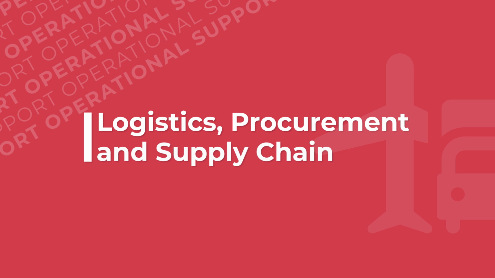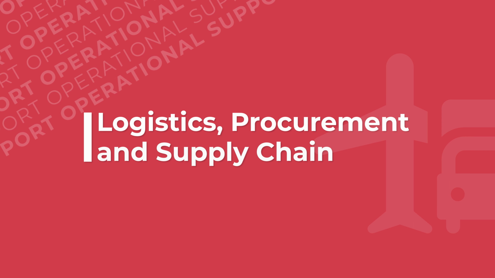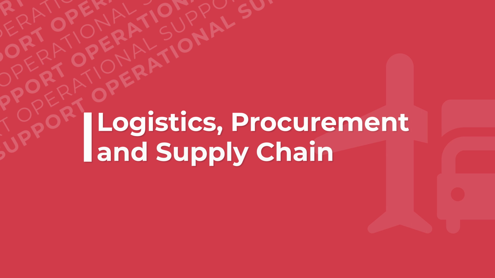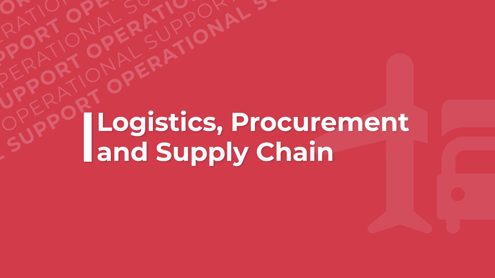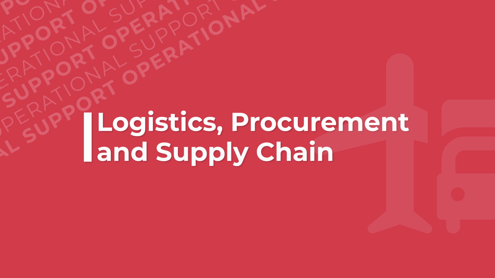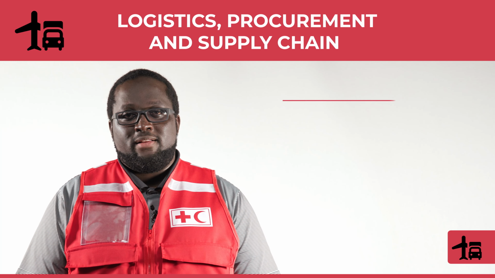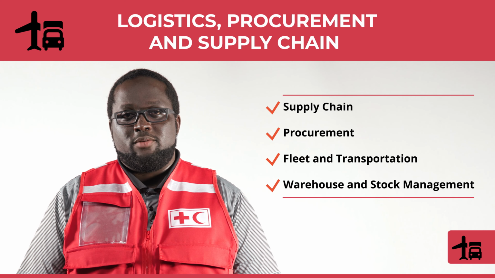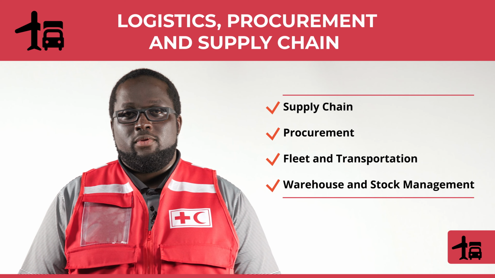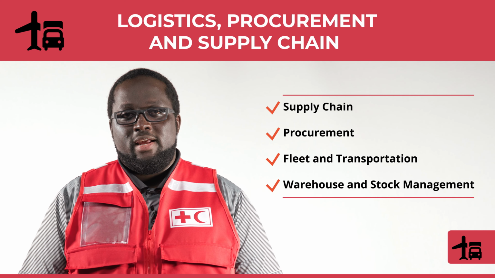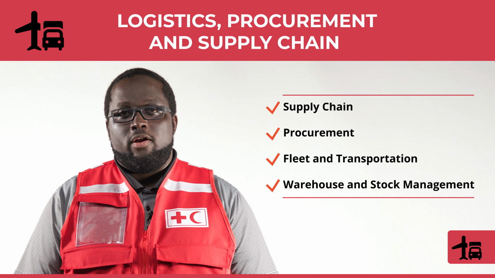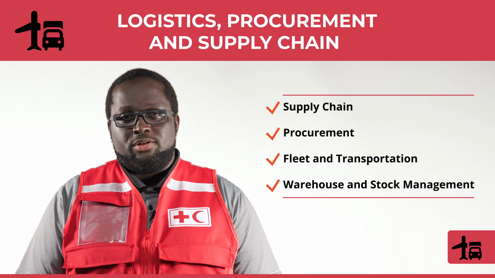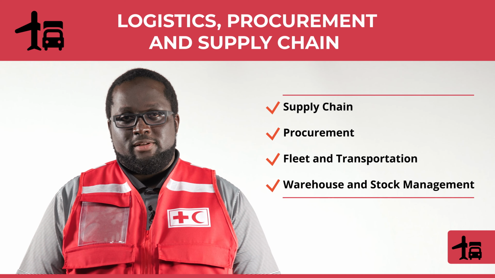Logistics, procurement, and supply chain. Robust logistics systems in emergencies should be able to get and deliver life-saving supplies, equipment, and material to the right places at the right time. To do this effectively, it requires that national societies have a dedicated logistics management function closely connected with other departments that coordinates and provides oversight on supply chain, procurement, fleet and transportation, and warehouse and stock management.